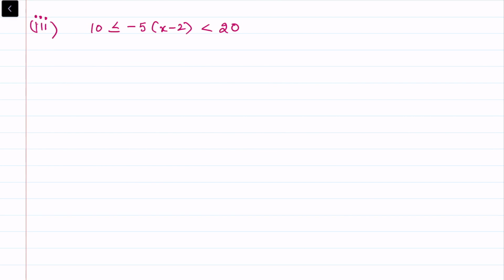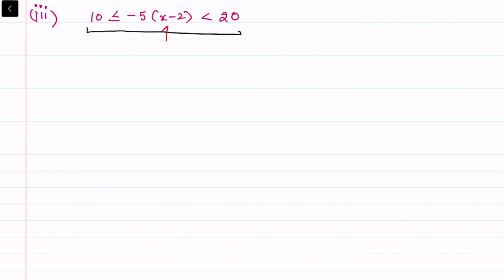Now in the third problem, the given inequality is this. As we can see, x is here in the middle term. So first I want to look at this inequality again. This is 5 multiplied by (x minus 2) less than 20. So first I will divide by this quantity, and we see that this is minus 5. So when I divide all of this inequality by minus 5, the sign will get changed.